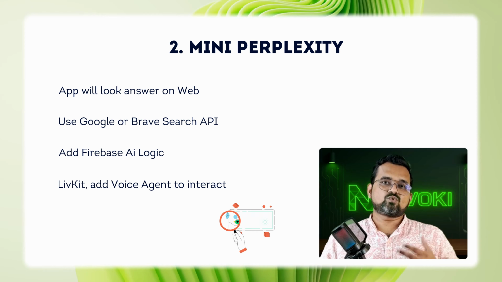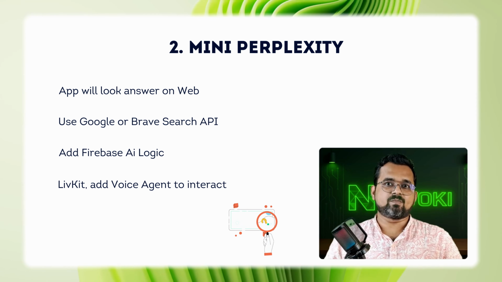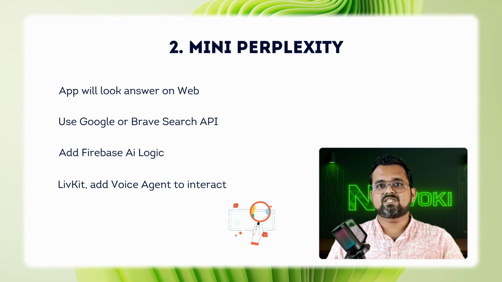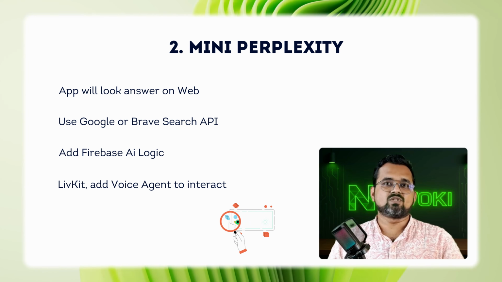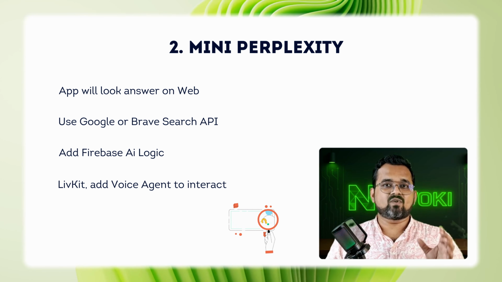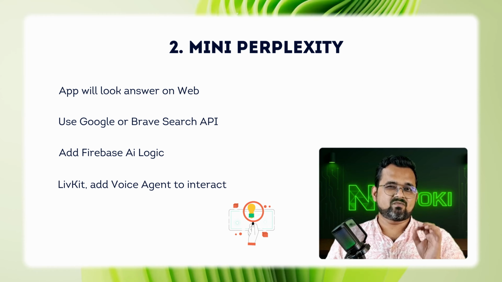Second app is Mini Perplexity, where a user enters a question and the app will look for the answer on the internet. For this, you can use Google Search API and Brave Search API. You can also use Firebase AI that has inbuilt integration with Google Search. Also, you can add a voice agent like LiveKit to give a nice touch.